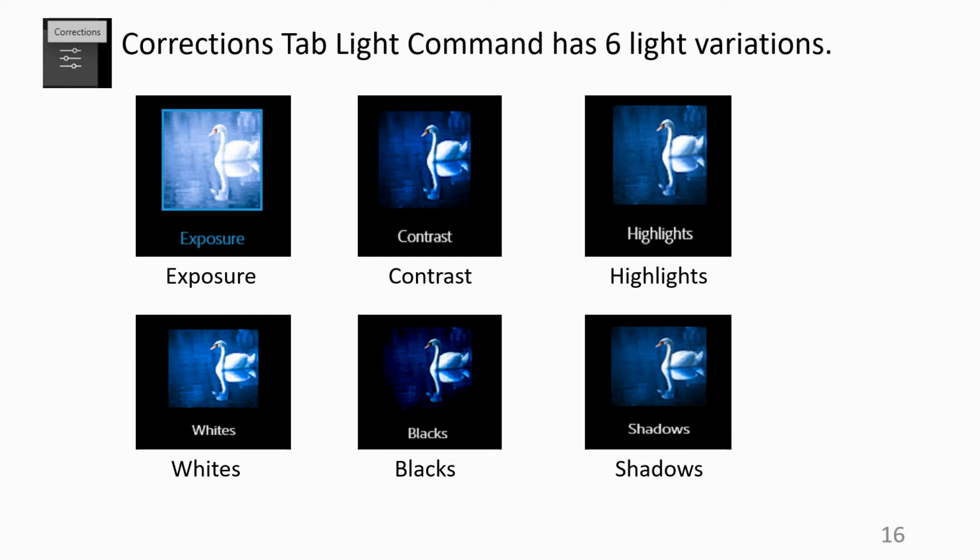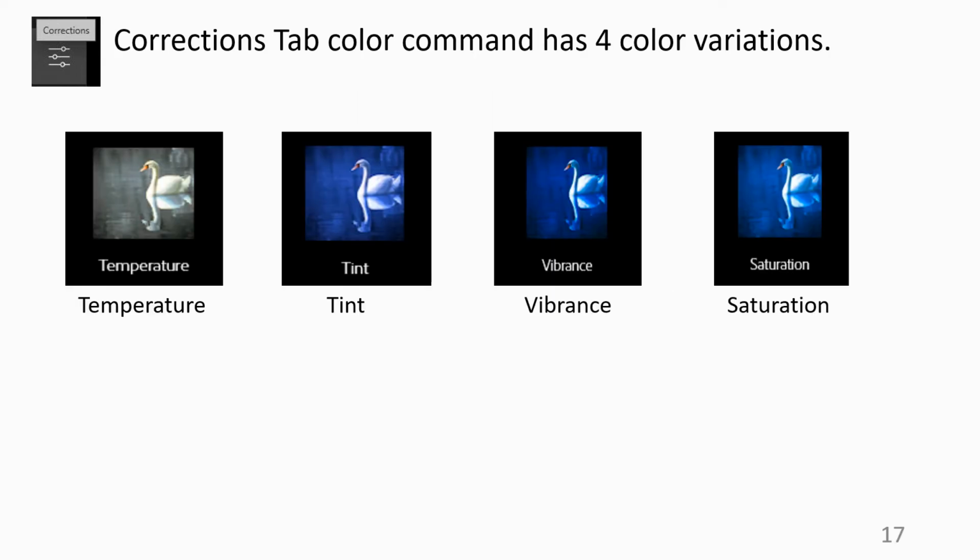Corrections tab light command has 6 light variations: exposure, contrast, highlights, whites, blacks, shadows. Corrections tab color command has 4 color variations: temperature, tint, vibrance, saturation.